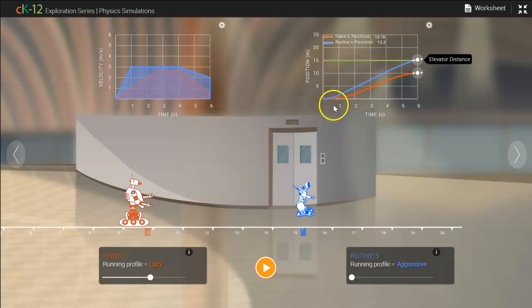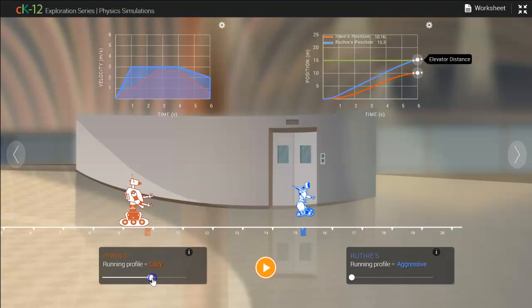In terms of his position now, because Ruthie already made it and he's being lazy, he decides he's not even going to try to make it to the elevator, and so he stops. So his position is going to be lower than the elevator position. Okay, so if he wanted to make it to 15 meters for the elevator, he didn't quite make it. He only made it to about 10, so it's going to be plotted below.